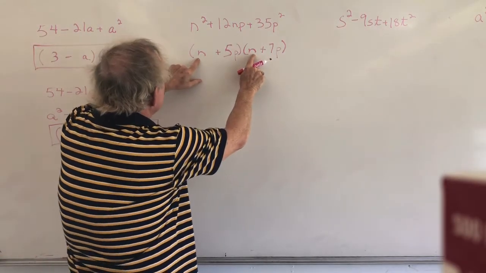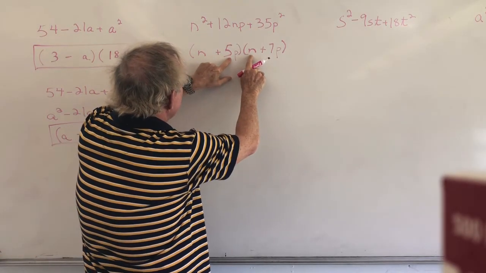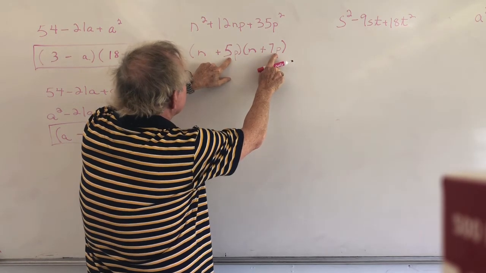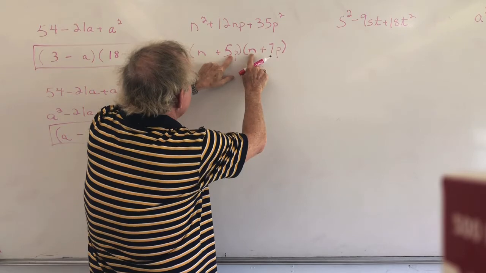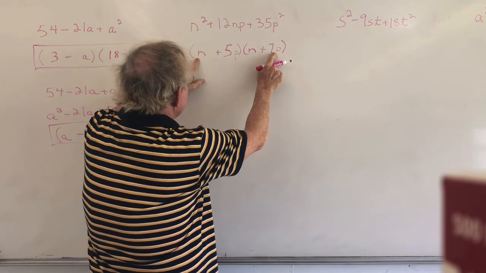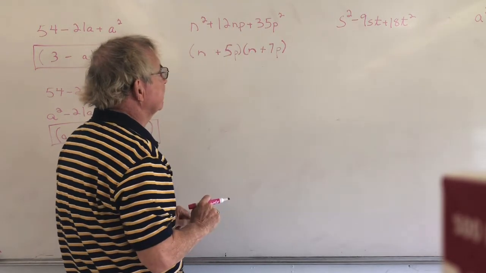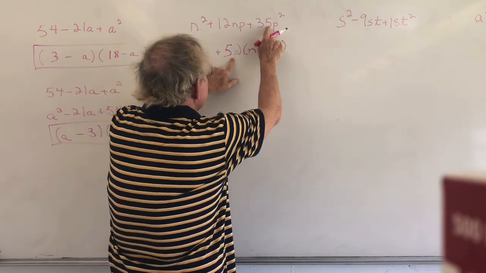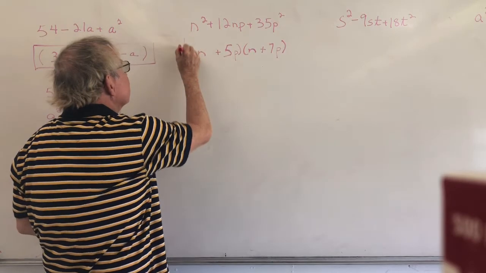n squared, 5np, 7np, which adds up to your 12np. And 5p times 7p is 35p squared. So there it is.